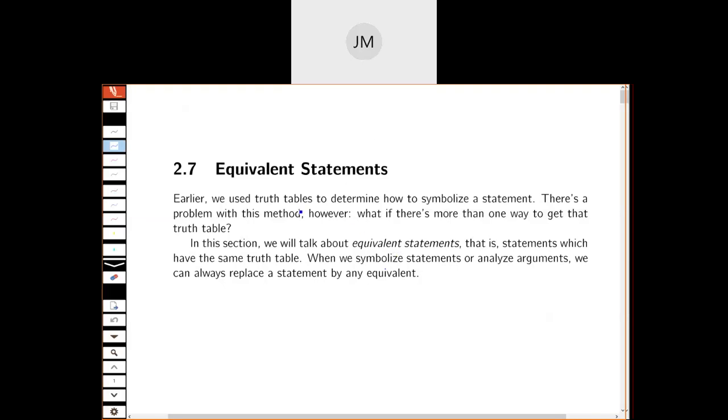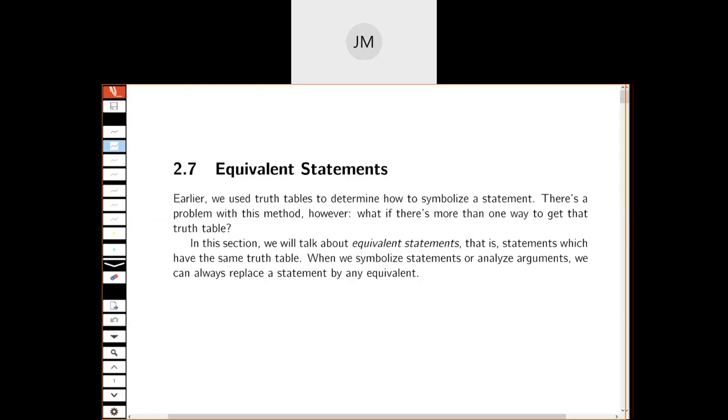So this is section 2.7, and what we're going to be looking at in this section is what's called equivalent statements. So when we're working with truth tables and we symbolize a statement, that's fine. But there's some concern that maybe there's more than one way to get at a truth table.